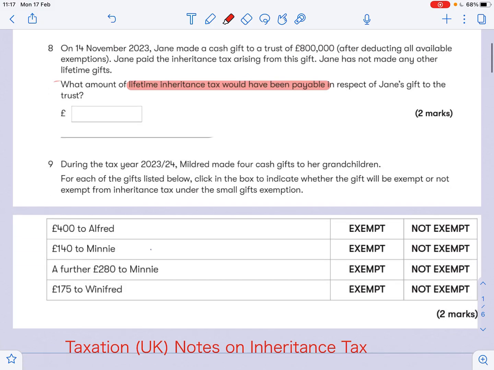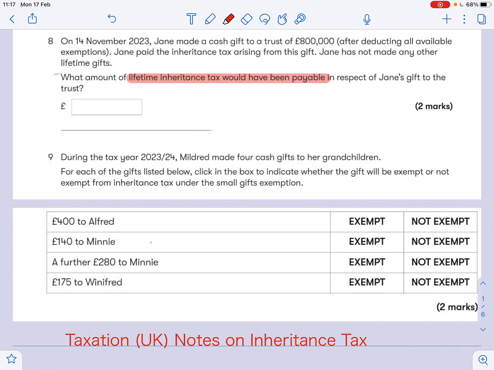Okay, good. And for the second question, that's the requirement. The requirement of the second question is asking us that for each of the gifts listed below, click in the box to indicate whether the gift will be exempt or not exempt from inheritance tax under the small gifts exemption. So whoever is going to do well regarding the second question, which is question number 9 here, that person must know the rules of small gift exemption under inheritance tax.